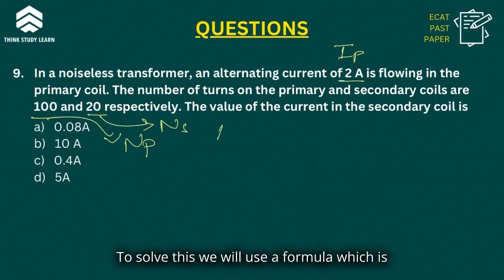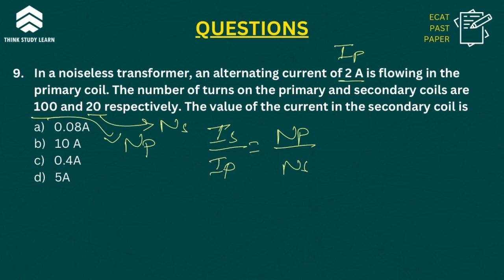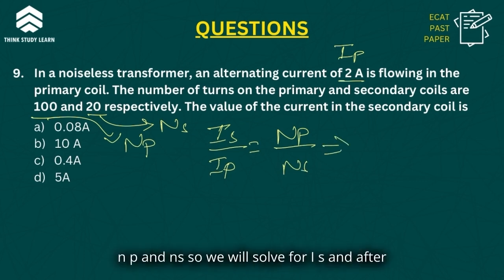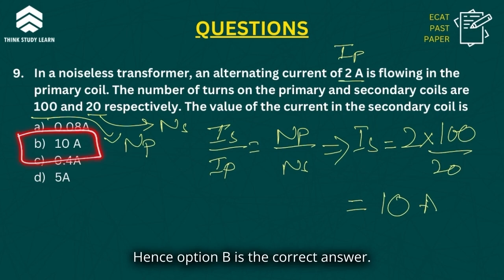To solve this, we will use the formula IS over IP is equal to NP over NS. We know the value of IP, NP and NS, so we will solve for IS, and after solving it, we get 10 amperes. Hence, option B is the correct answer.